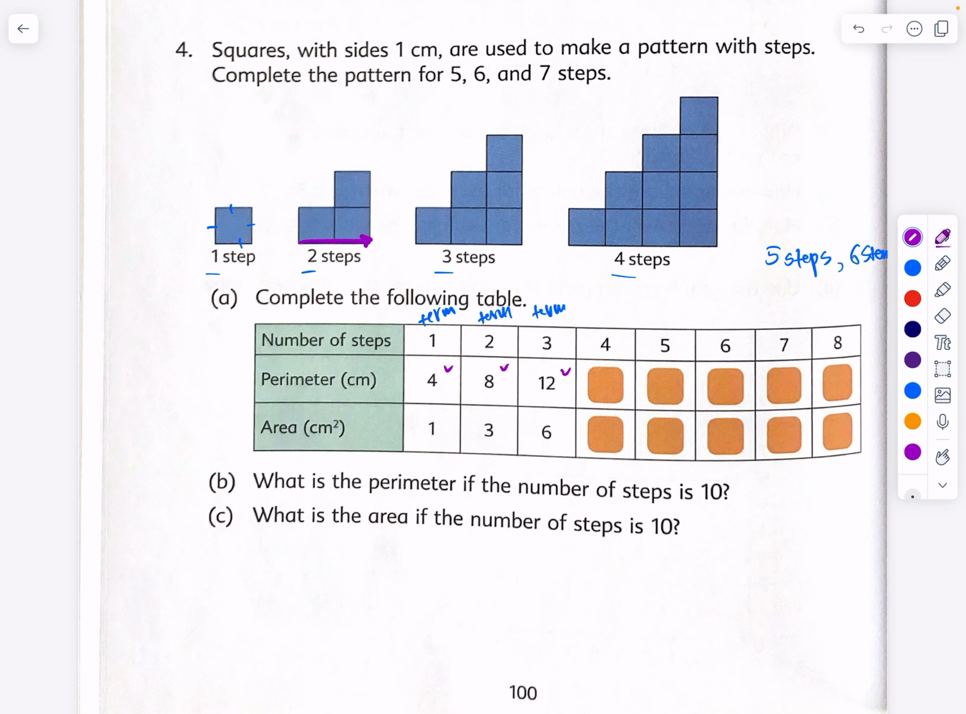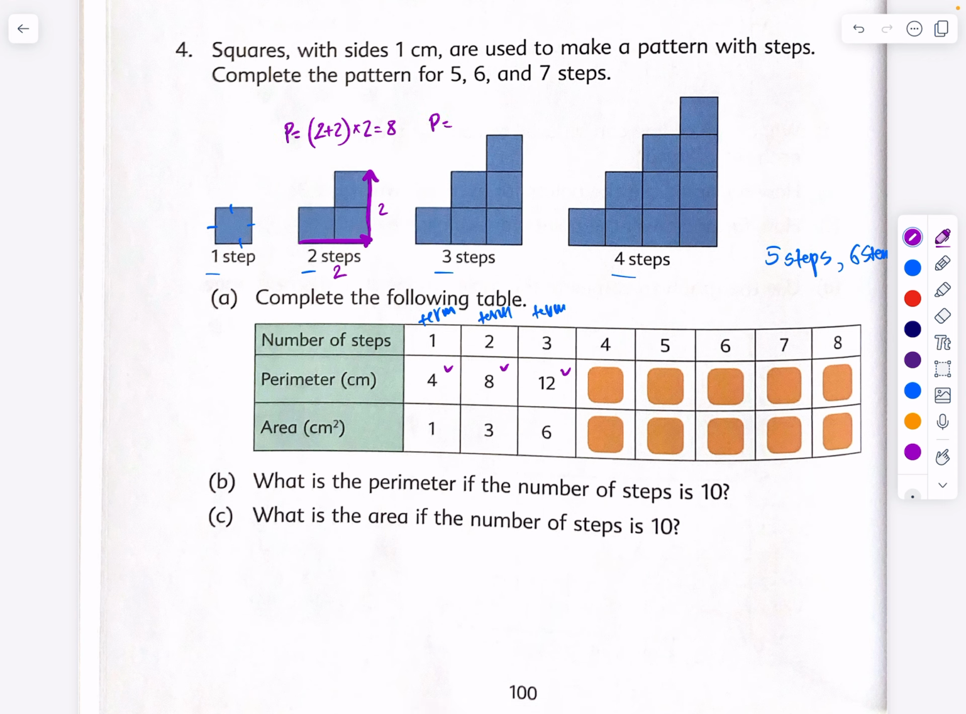This is 2 steps. This is 2 steps. So together is 4. So this is 2 and another 2. And we say 2 plus 2, double it, right? Length plus width times 2. So it becomes 4 plus 2 equals 6. That's the perimeter, right?